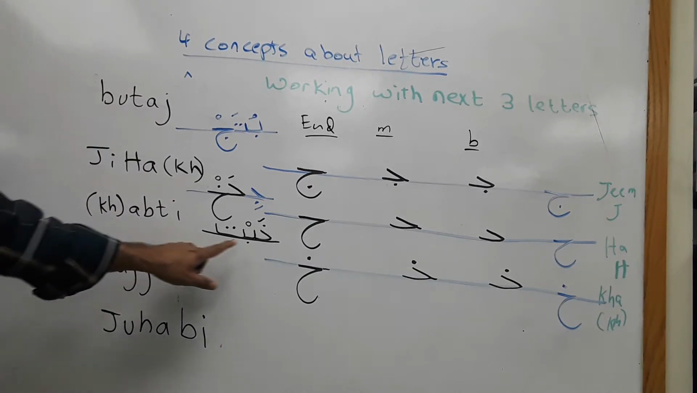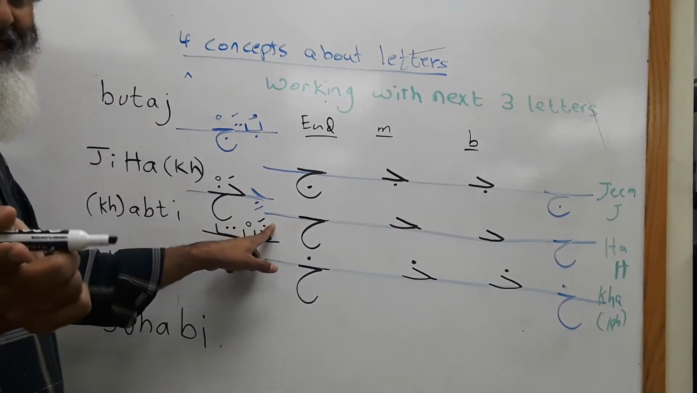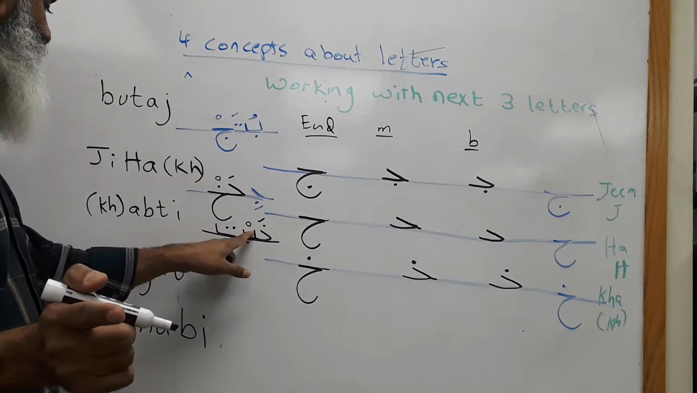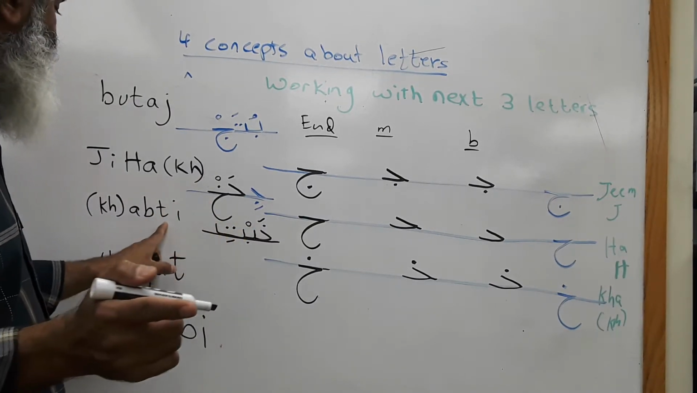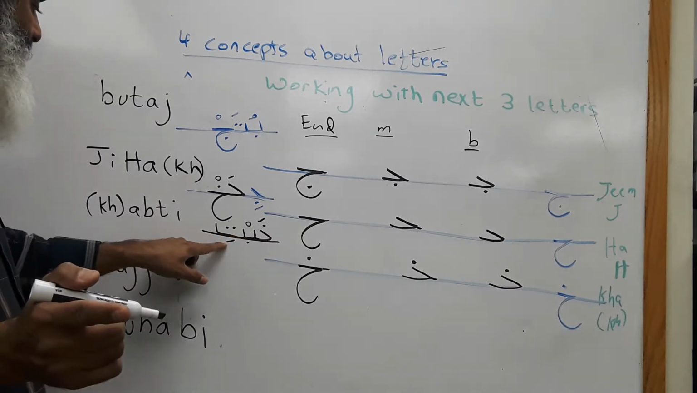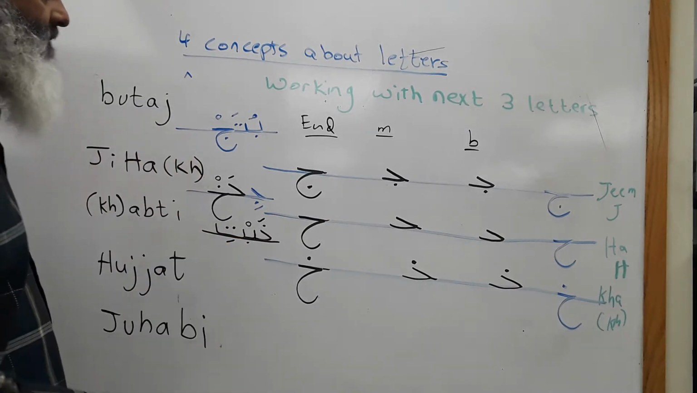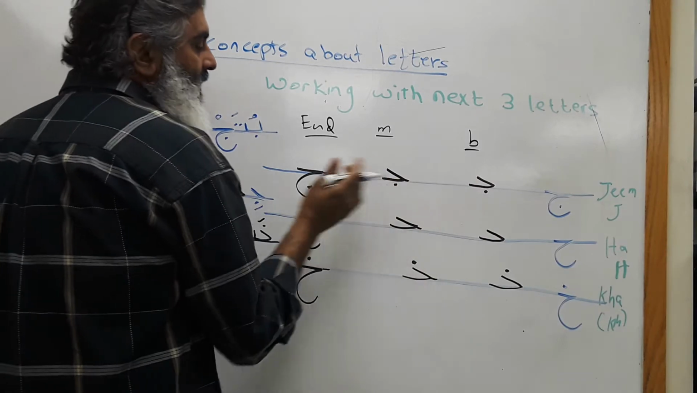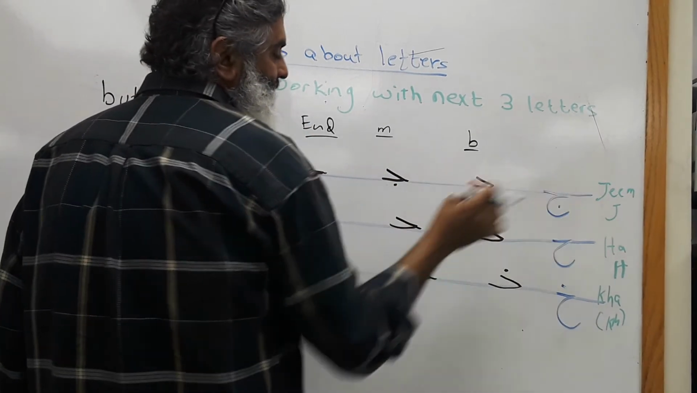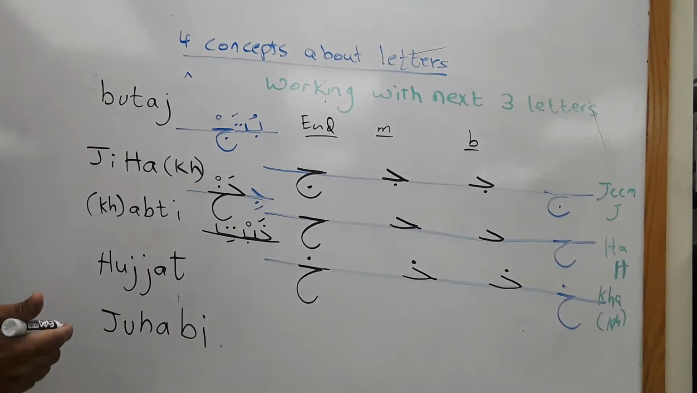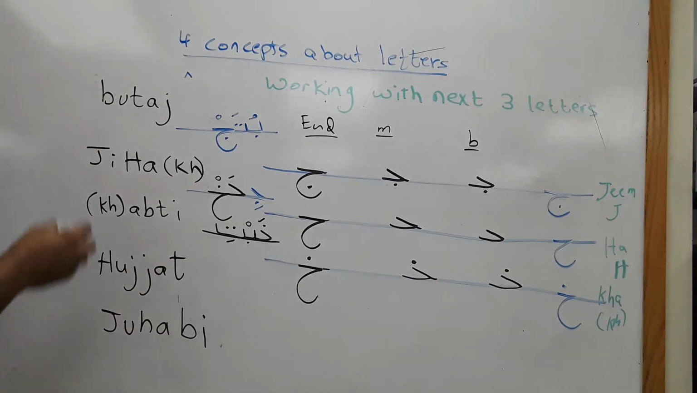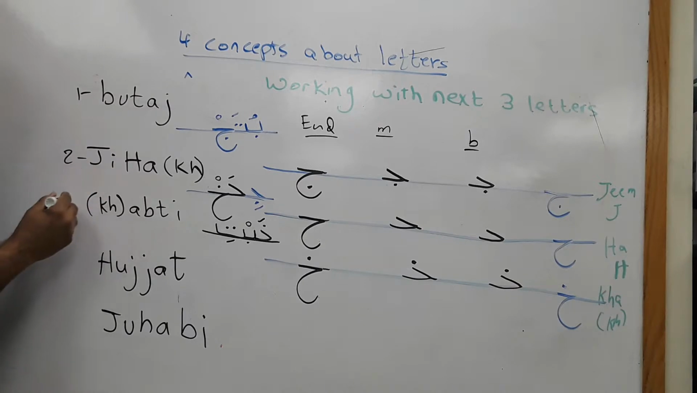Kha with fatha, right? Ba with sukoon, right? And then ta with kasra, end form of ta with kasra. Always remember your beginning and middle forms are half of the original letter, and end form is always the full form. So that's your number 3. Number 1, number 2, number 3.